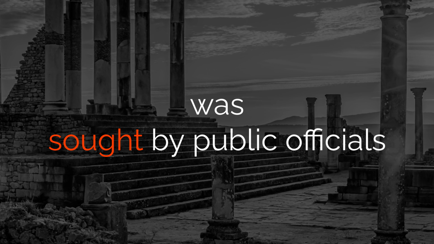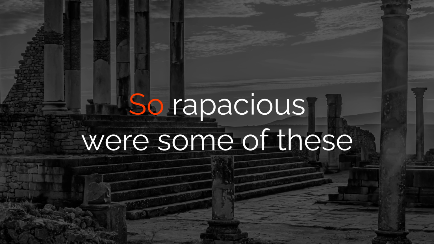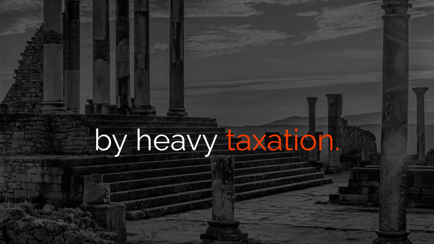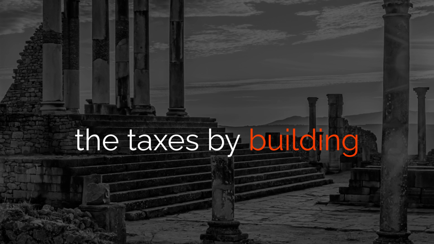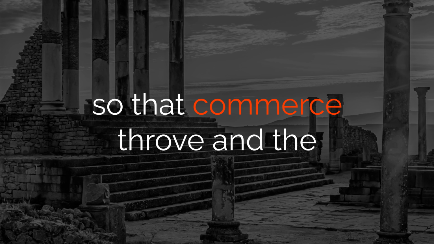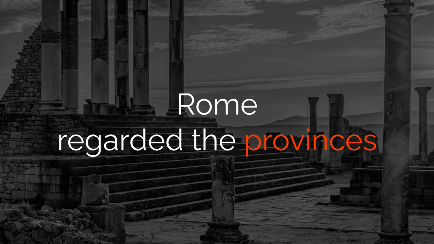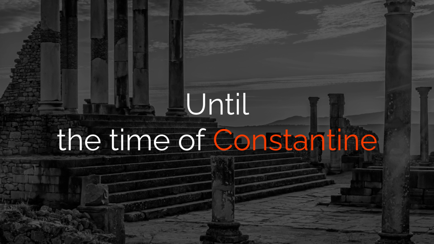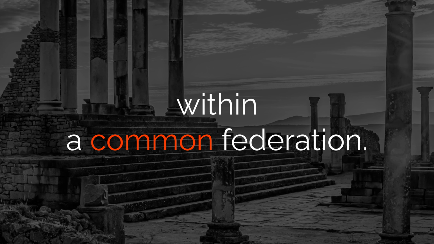Governorship of the provinces was sought by public officials because they found it a fruitful source of income. So rapacious were some of these rulers that the provinces were rapidly impoverished by heavy taxation. Others who were more public-spirited made wise use of the taxes by building roads and harbors, so that commerce throve and the general economic level of life improved. Rome regarded the provinces as her rightful field of exploitation. Until the time of Constantine they were tributary to the central government and never were treated as equal states within a common federation.